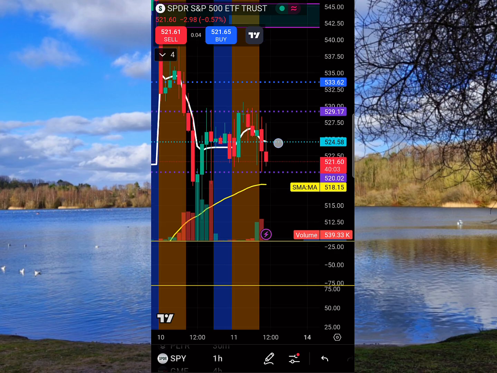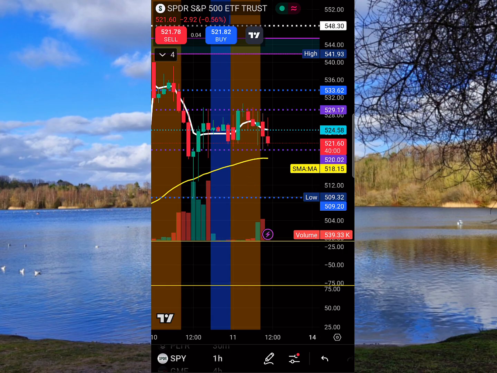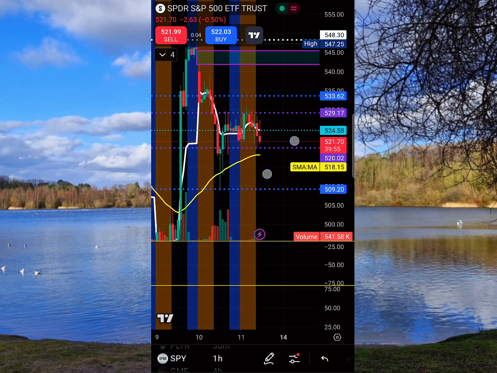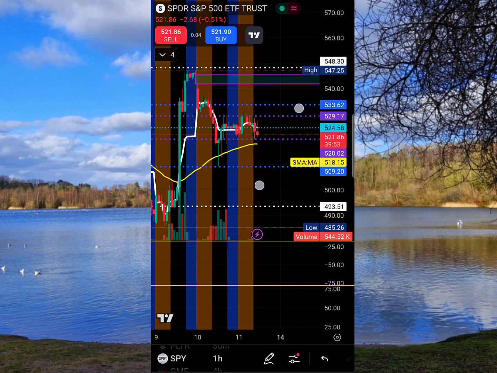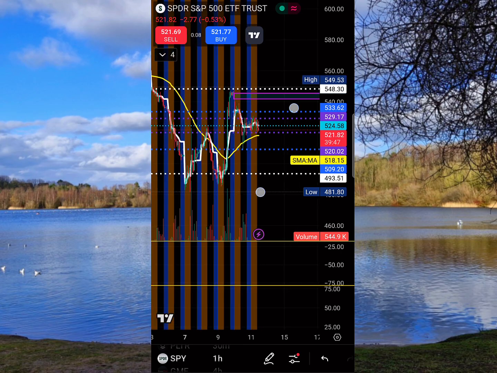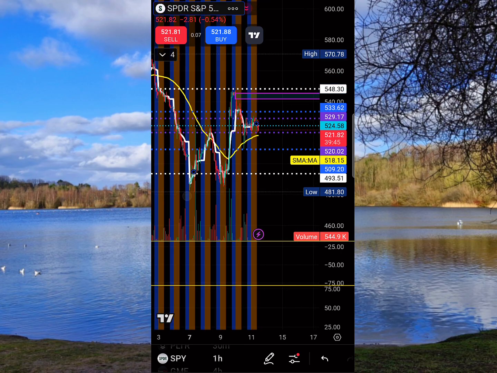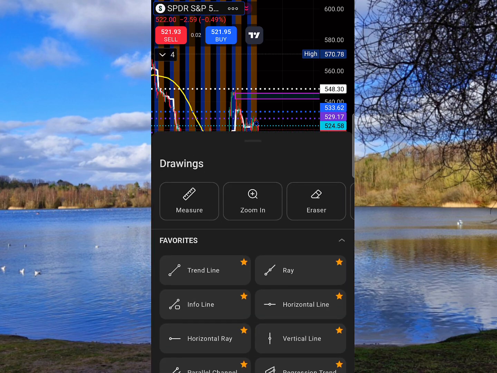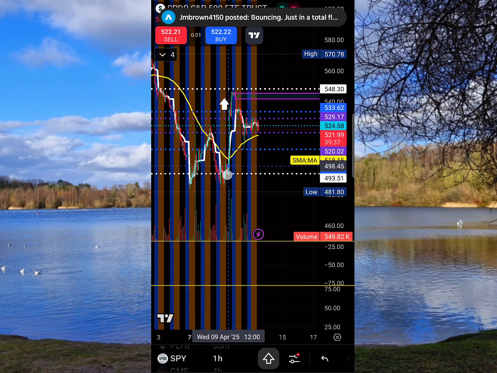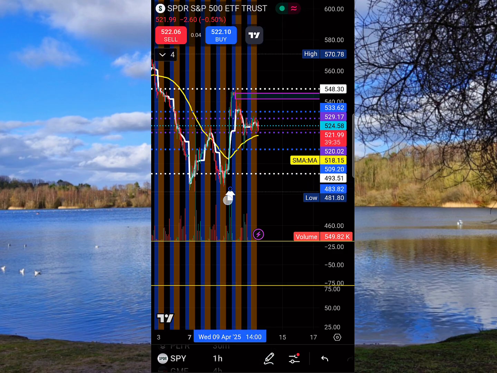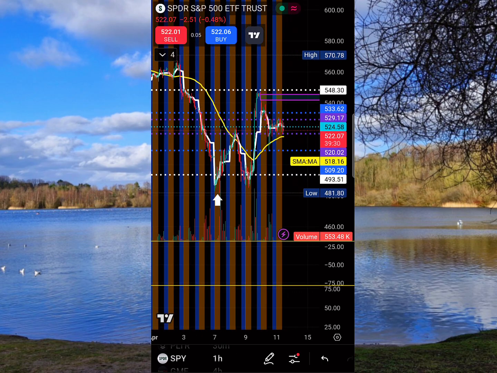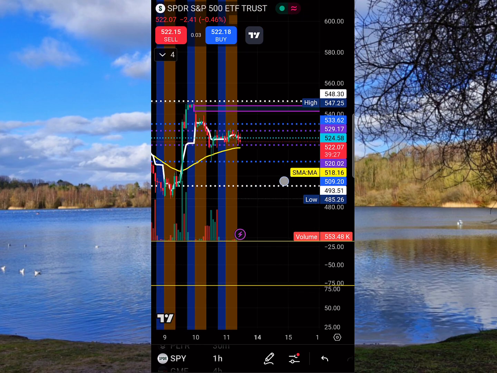On the hourly chart, it's still ranging between 520 and 530, and it's below VWAP. However, it is above the 50-day moving average, so it's still wanting to go up. Let me just show you with an arrow. Here was a double bottom that it produced to make that move up.